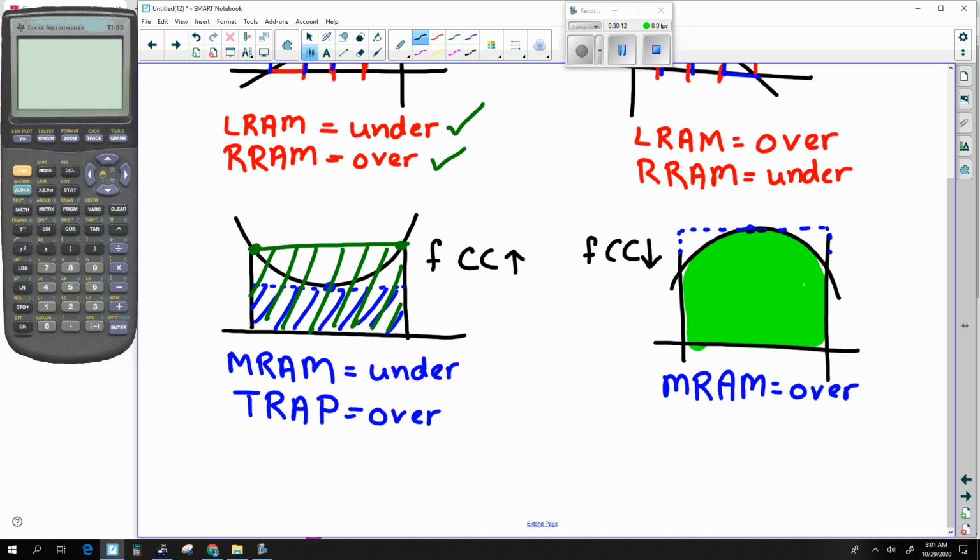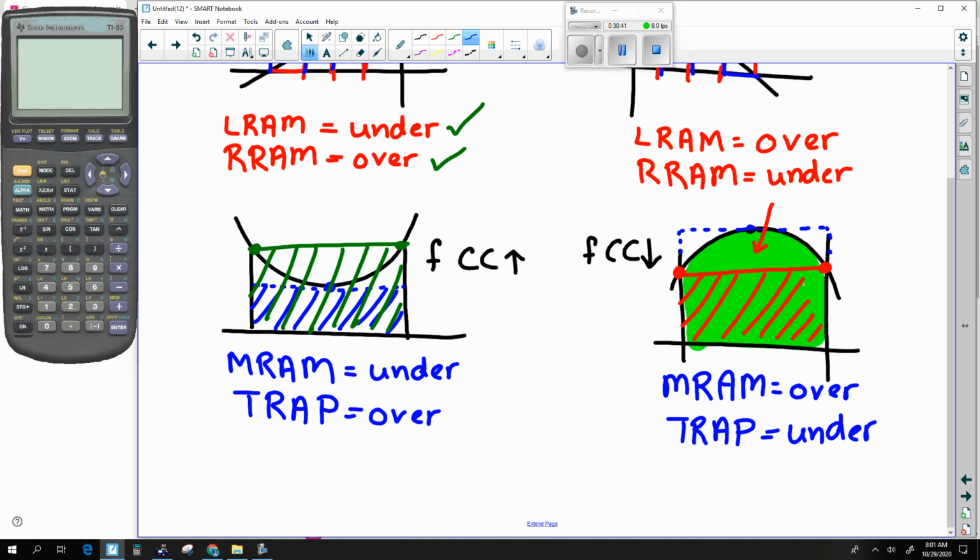And the trapezoid approximation is we take the height on each of the sides and connect the two. And that's an underestimate. It's missing out on all of this right here. So I see that the trapezoid is an underestimate. And I like drawing these pictures when I'm asked these questions too.